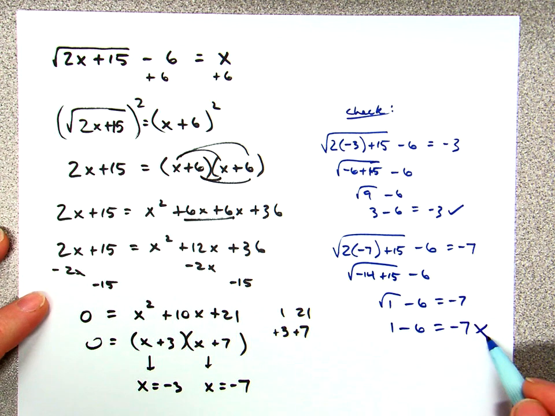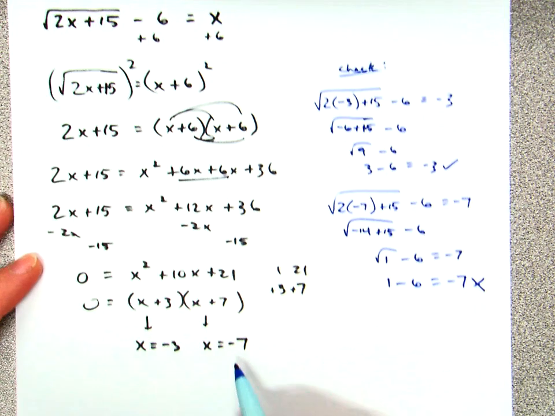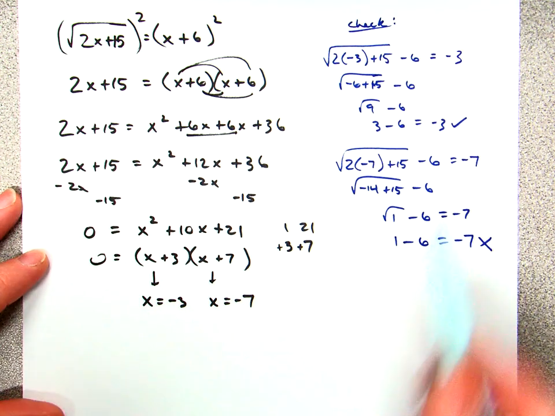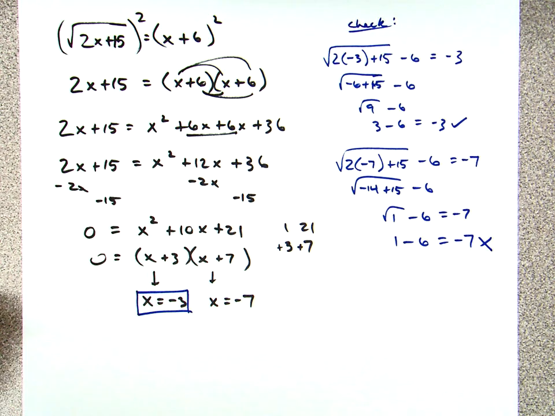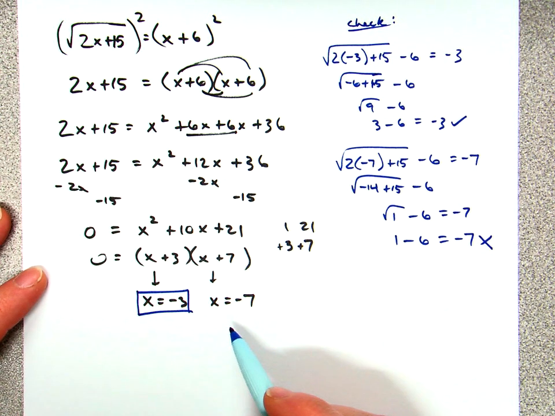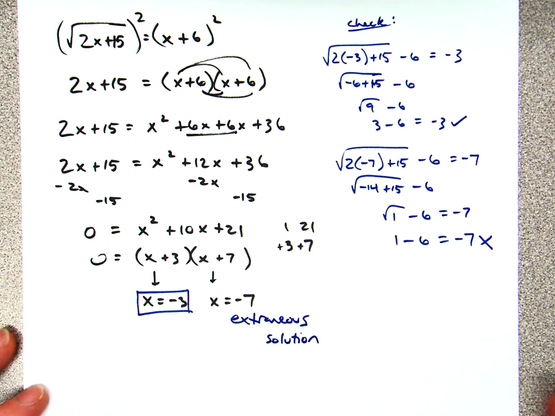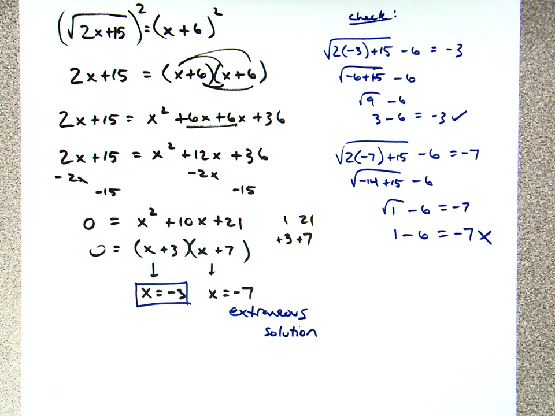So, this doesn't work. Negative 7 is not a solution, but negative 3 did work. So, only negative 3. This was an extraneous solution. So, we don't like it. So you might be asked to find extraneous solutions. You can say this is an extraneous solution, and this is a real solution, depending on what you're asked to do here. But that's why we have to check both of them.